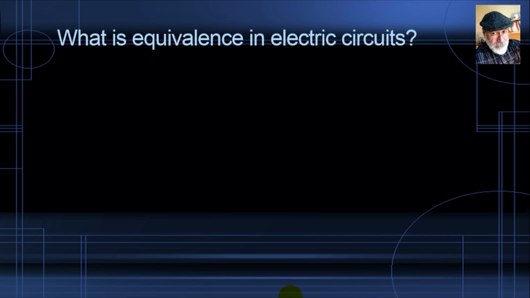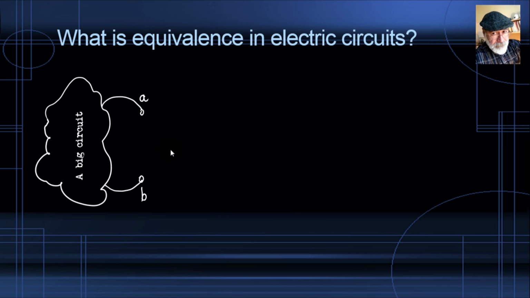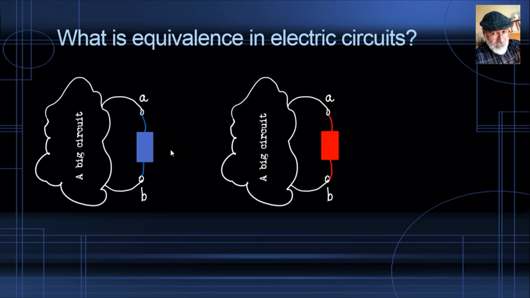Now, in an electric circuit, what do we mean by equivalence? When we say that a group of elements is equivalent to others. Let's say we have a big circuit, and between nodes A and B of that circuit, we have that blue box connected. And we want to replace the blue box by a red box. And we want the red box to be equivalent to the blue one. What do we mean by that? That the current is the same in both cases, and the voltage between nodes A and B does not change.